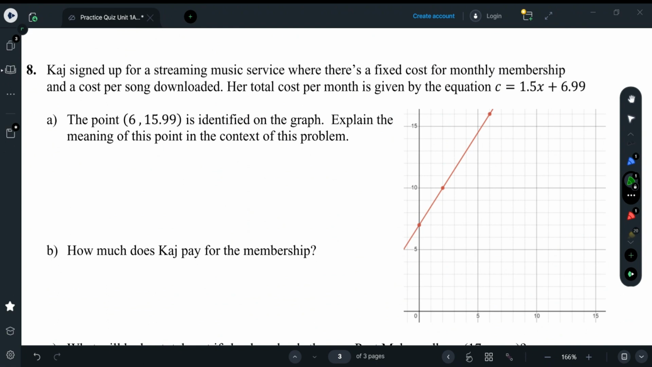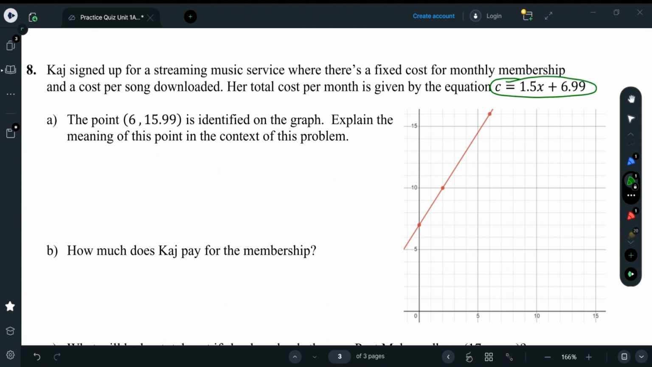If you want to download a song and actually own the MP3 file, which is kind of old school nowadays, that's how we used to do it though. That would be like iTunes or Bandcamp, and you'd pay whatever the price is to download the song. Okay, but in this scenario, this streaming service does both. It's a monthly fee plus it's a price per download. And we can see the equation here. Okay, they give us the equation.